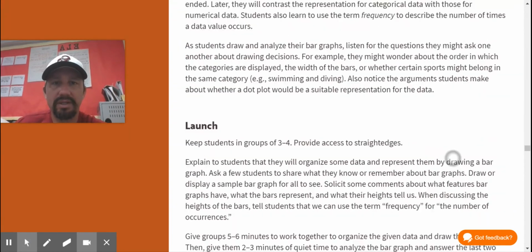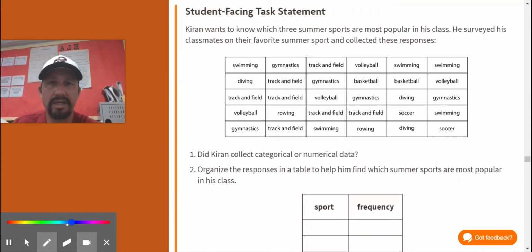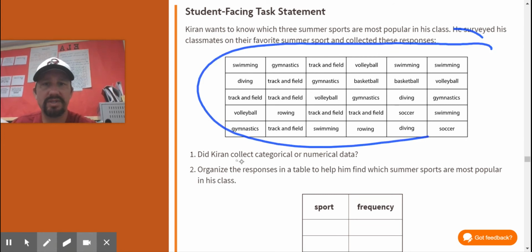And we are going to get to the questions. Oh, real quick, this is just a review on here. We're talking about Karan here, and he wants to know which 3 summer sports are most popular in his class. And here are all the answers. So the question is, is it categorical or numerical data? This is categorical data because they're in different categories.